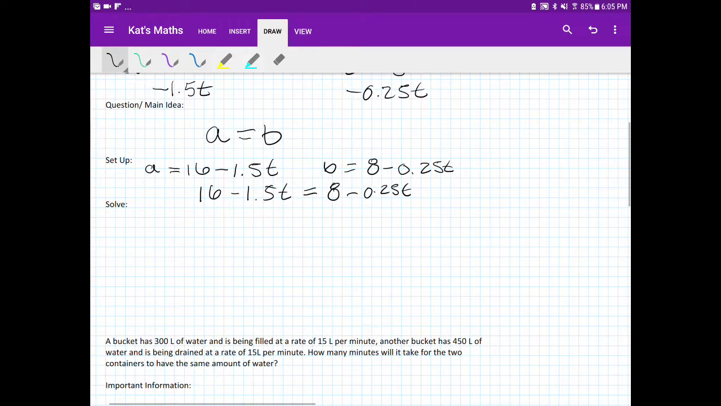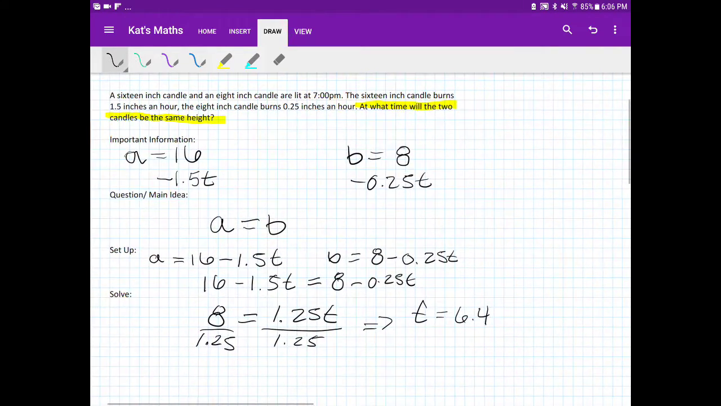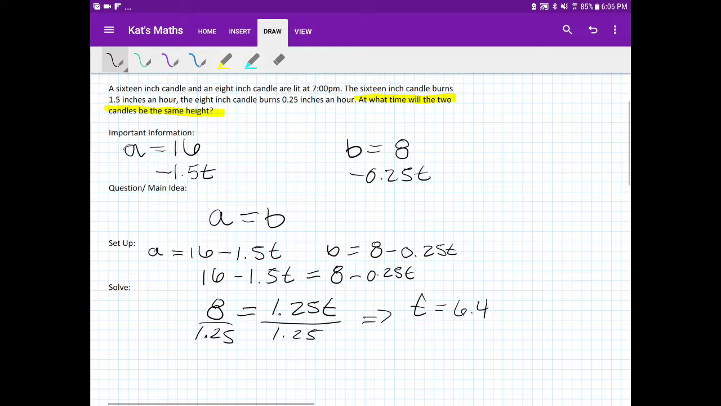And then solve. So just some algebra. You've got 8 equals 1.25t. Divide by 1.25 on both sides, and you get t is equal to something like 6.4. So it's 7 p.m. when we light the candles, and 6.4 hours go by before they are the same height.